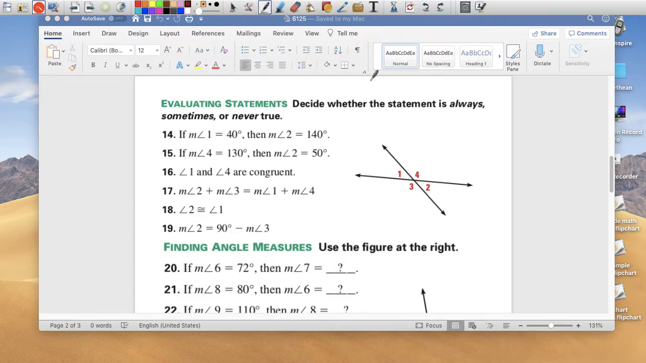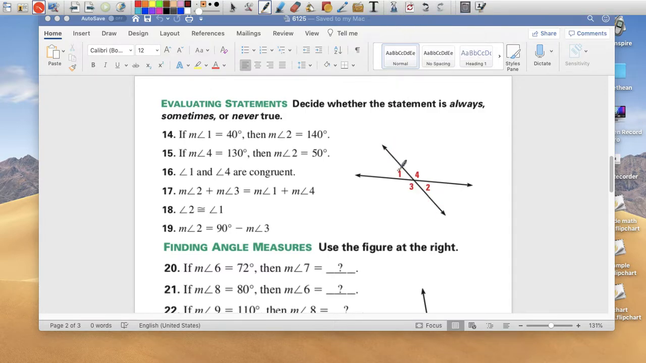Number 14. If angle 1 is 40, let me put a 40, is angle 2 140? We know that it's not true. Never true, because they're vertical angles, so they should have the same value. So the answer is no, never true. If angle 4 is 130, is angle 2 50? Yes, always, because they're supplementary, right? So this angle right here adds up to 180.